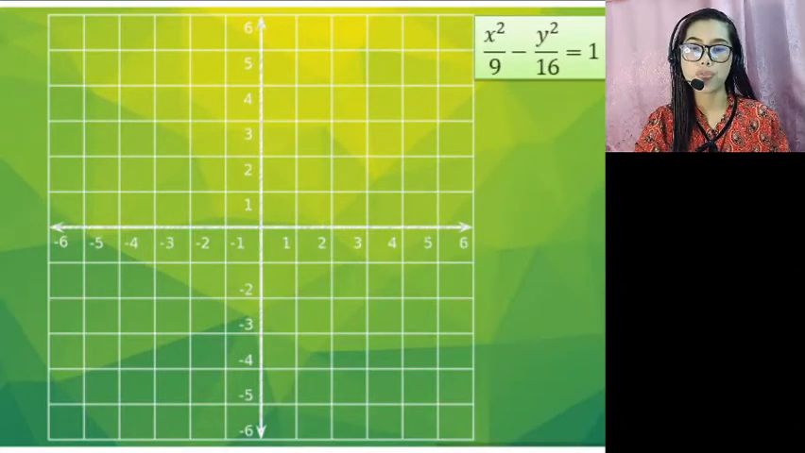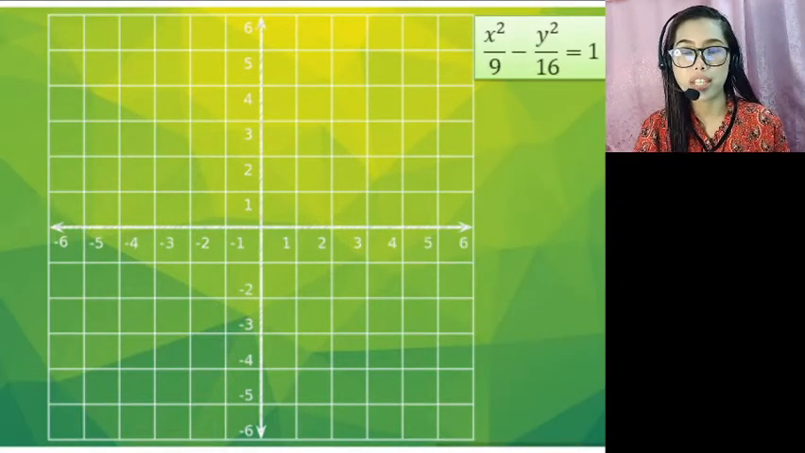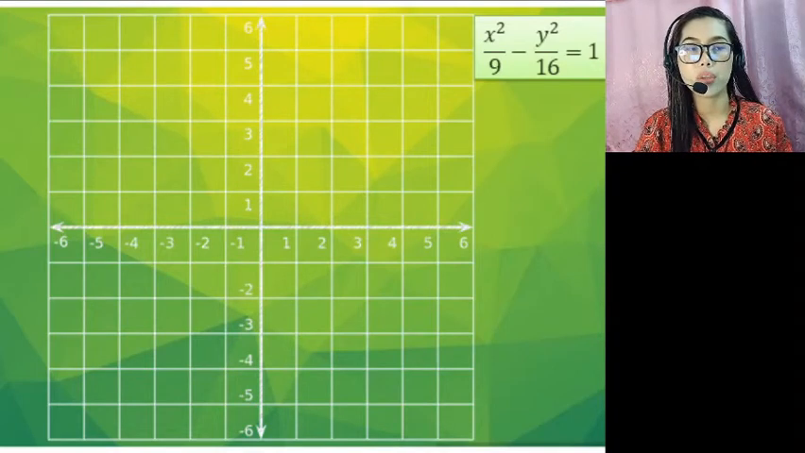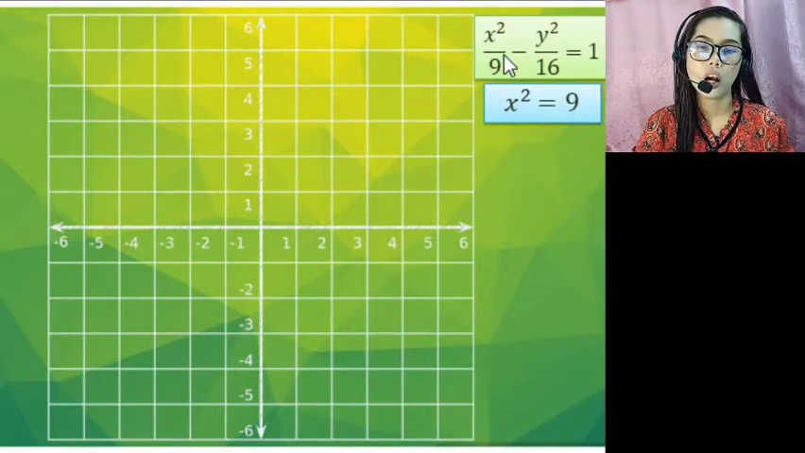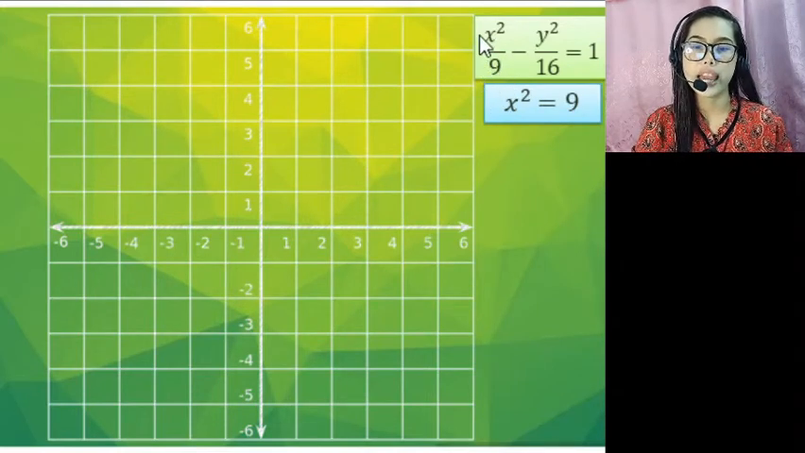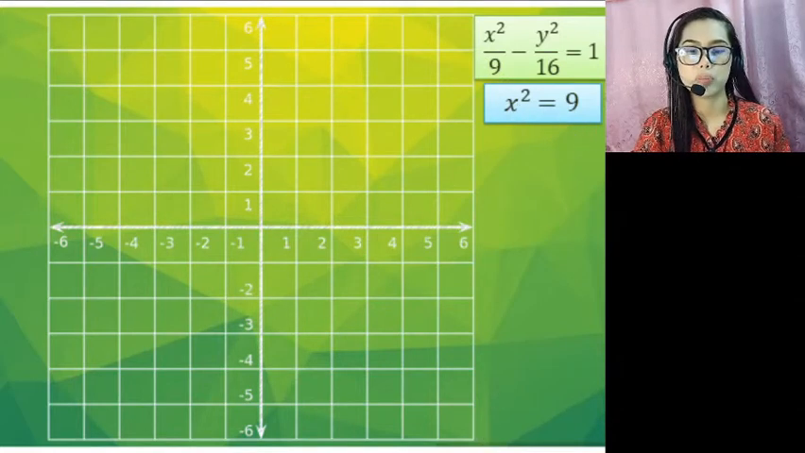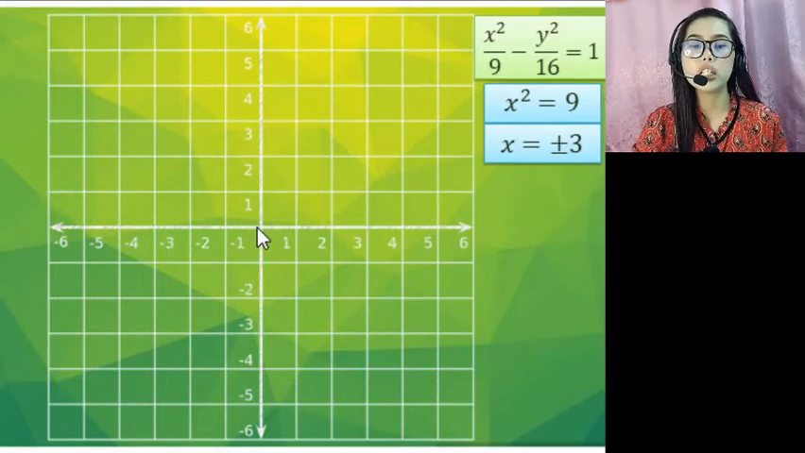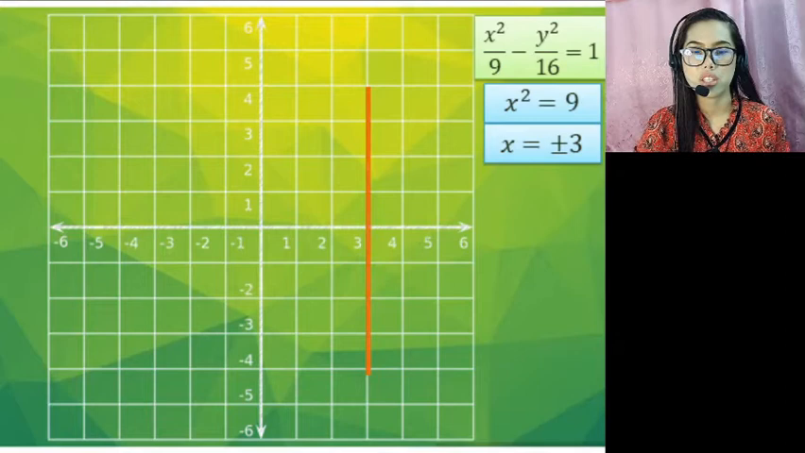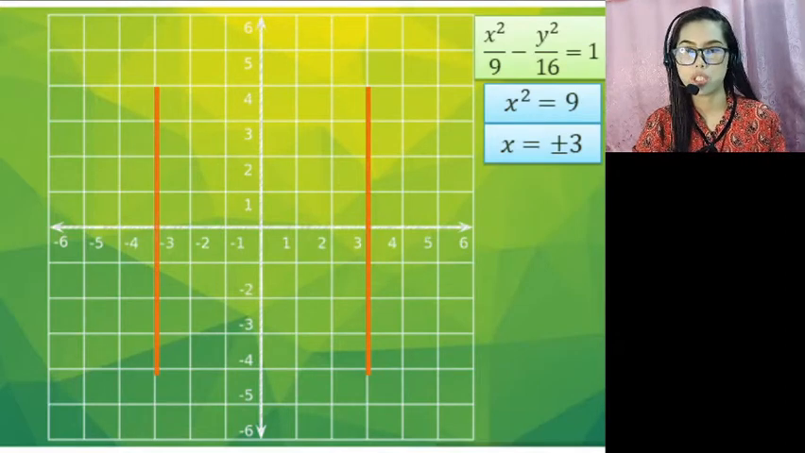Now we're going to graph our hyperbola. To do that, we have the fundamental rectangle, or our framework. So how are we going to do that? We're going to consider the denominator. Under the x, we have 9, so x squared equals 9. Therefore, x is equal to positive or negative 3. From the origin, we're going to count positive 3 and negative 3. This is the beginning of our framework.